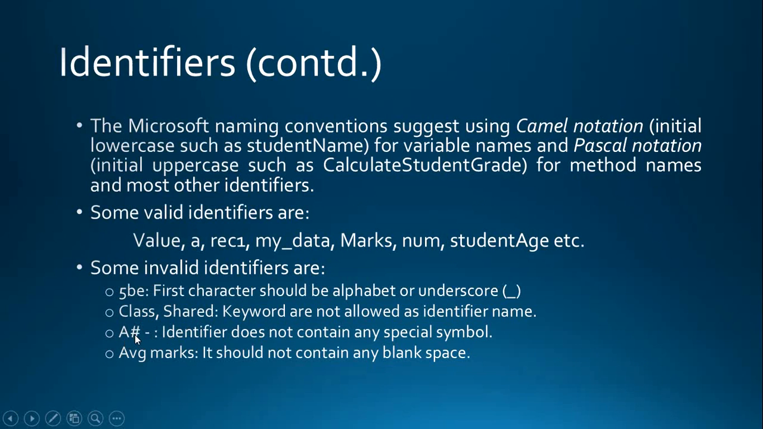A hash. Okay. This identifier should not contain any special symbol. So hash is considered a special symbol. So this is not a valid identifier. And lastly, avg space marks. So identifiers should not contain any blank spaces or white spaces.